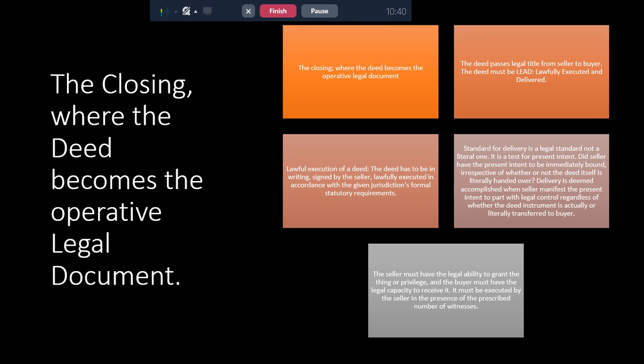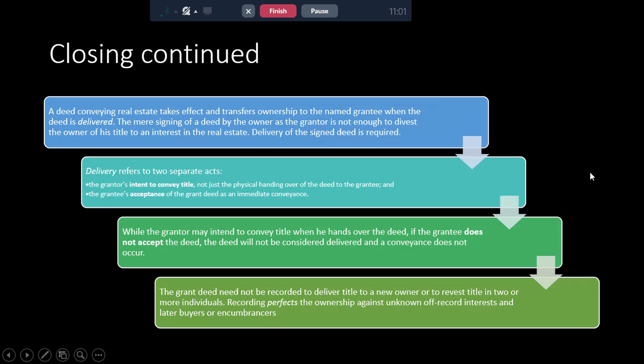So the seller must have the legal ability to grant the thing or privilege, and the buyer must have the legal capacity to receive it. It must be executed by the seller in the presence of the prescribed number of witnesses. I'm continuing with the closing. A deed conveying real estate takes effect and transfers ownership to the named grantee when the deed is delivered. The mere signing of the deed by the owner as the grantor is not enough to divest the owner of his title to an interest in the real estate.